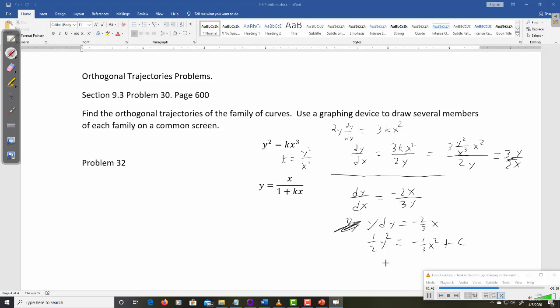Multiply off the 2 and square root both sides. y is plus or minus the square root of negative 2/3 x squared plus, I'll call it c1, because 2 times the original constant. Alright, so let's bring up our calculator.